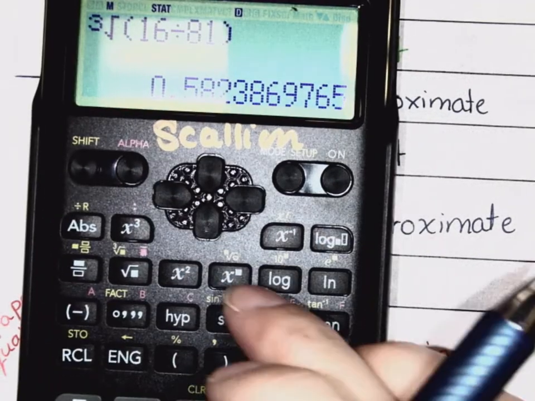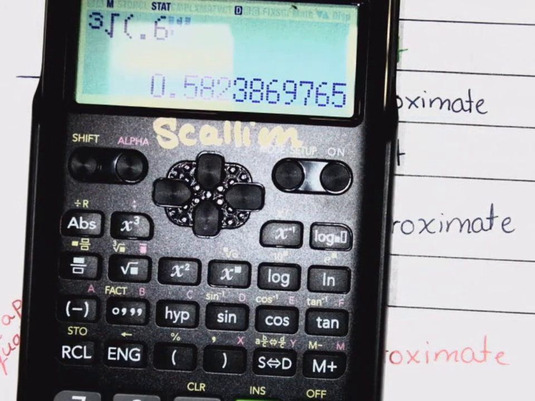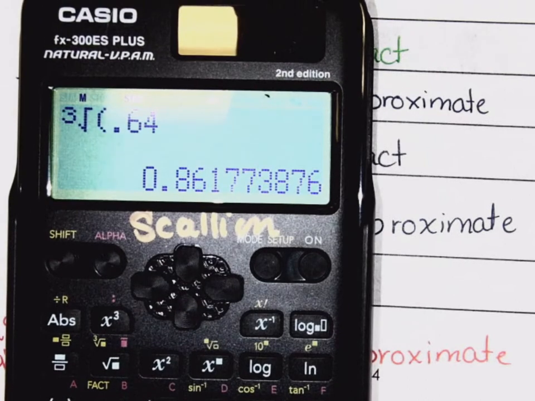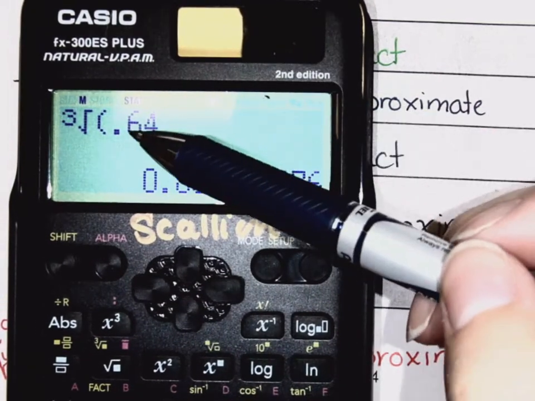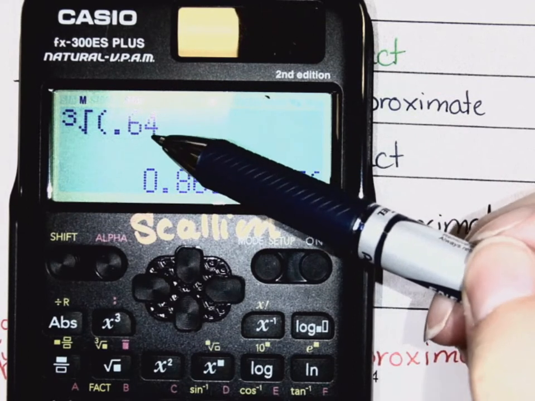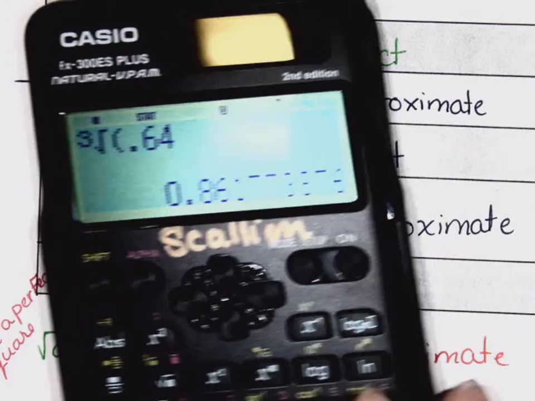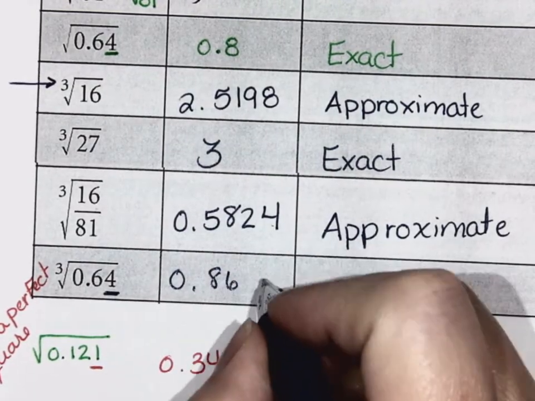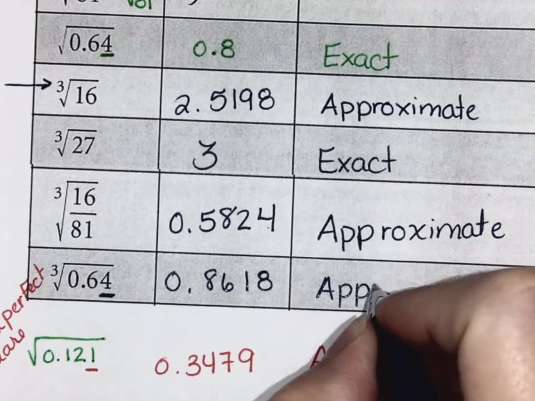So when we put this in our calculator, I get that irrational number again. Sorry, the light's bright. Because although this 64 is a perfect cube, the place value isn't. So this is going to be 0.8618, and that would also be approximate.